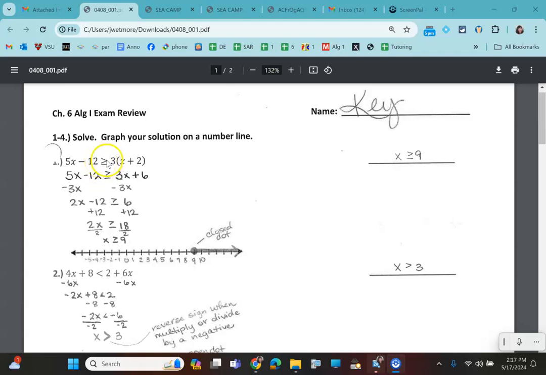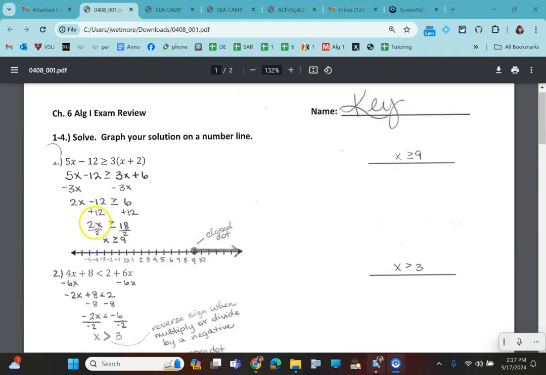So if I treated this just as if this was an equal sign, the first thing I would do is get all of my x's on the left-hand side. So I would subtract 3x from both sides. So now I've got 2x. And to get x by itself, I'd want to get rid of this minus 12. So to undo subtracting 12, I add 12 to both sides. So now I've got 6 plus 12 is 18.